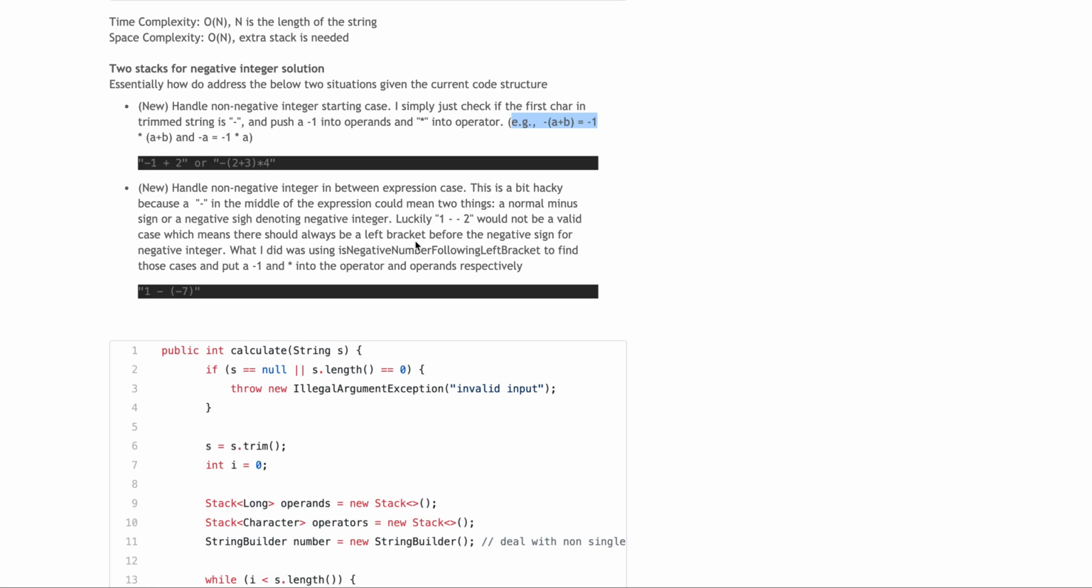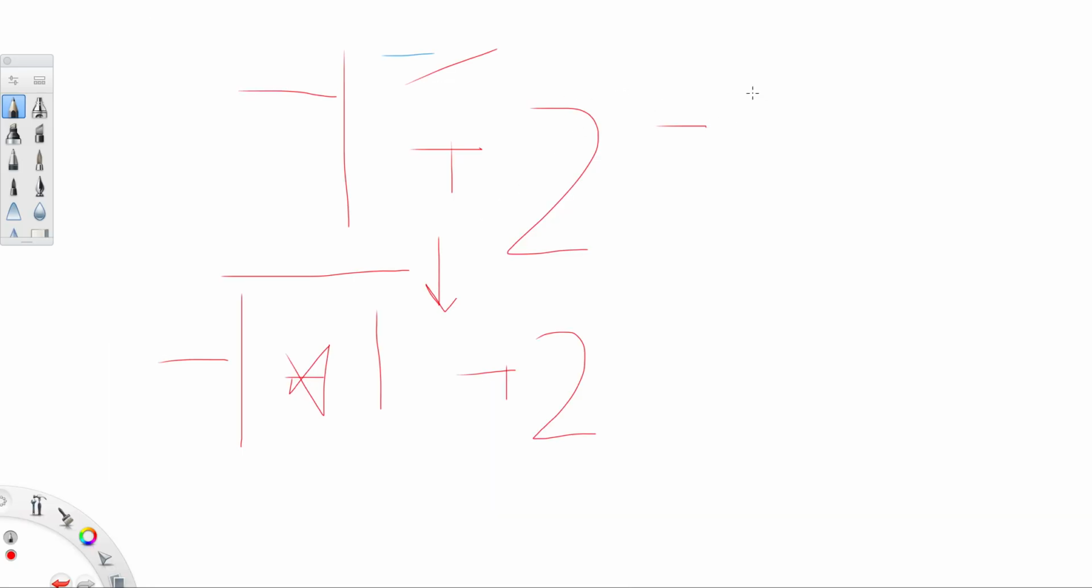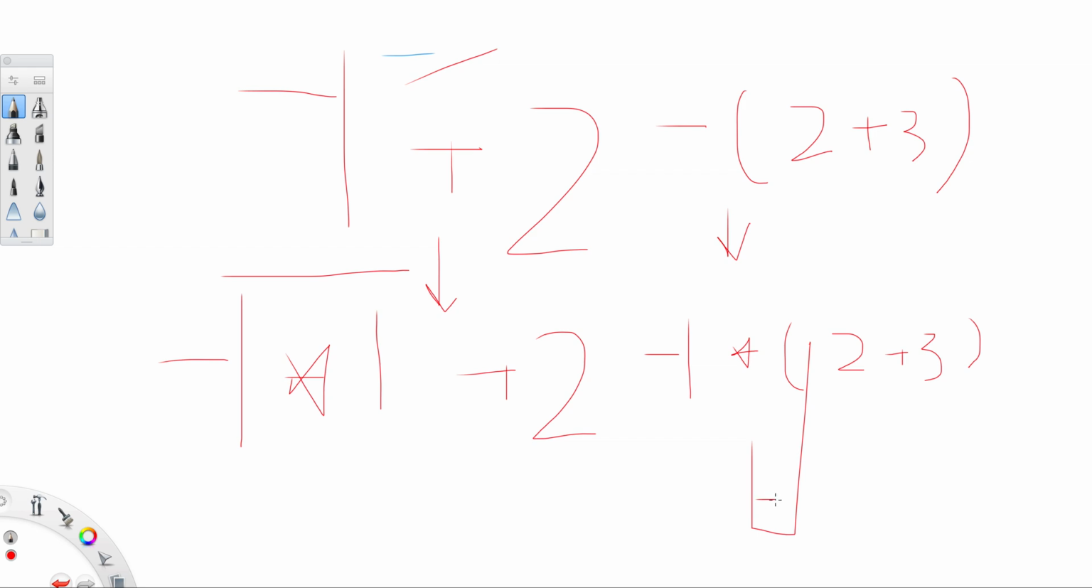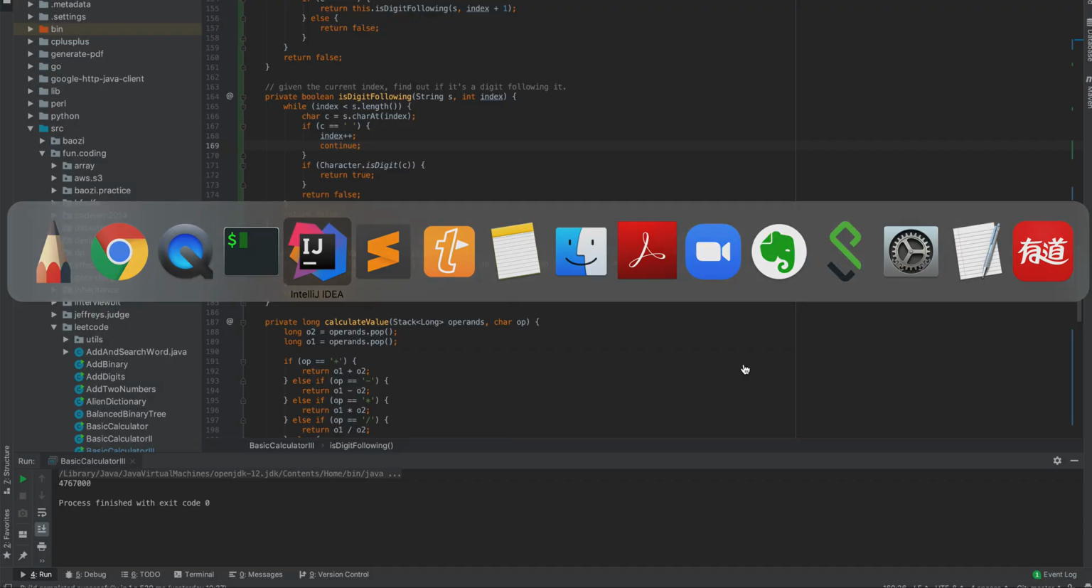And then the other case is, let's say, minus bracket two plus three. It's essentially the same. I will translate this into a minus one, note this has to be a long, times bracket two plus three. So essentially in your operand stack, you will have a minus one. In your operator stack, you will have a times. So this is how I handle the first case.